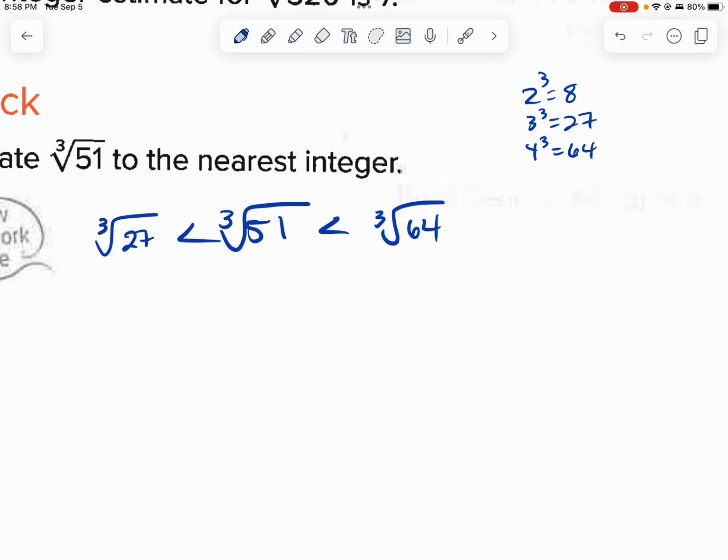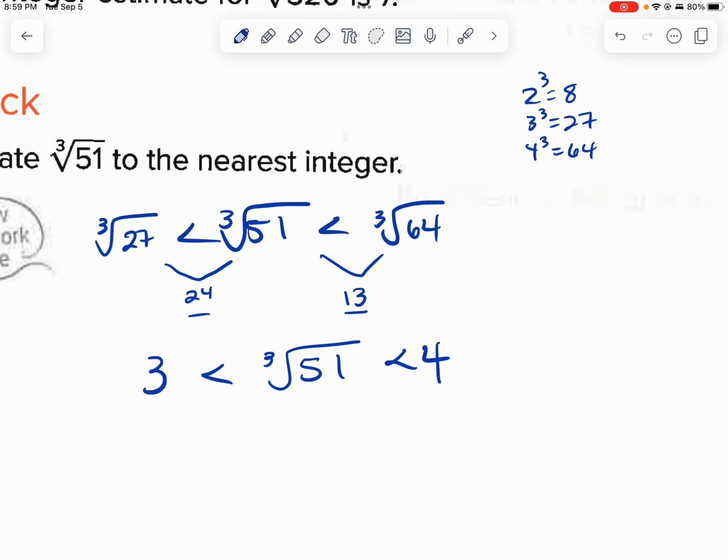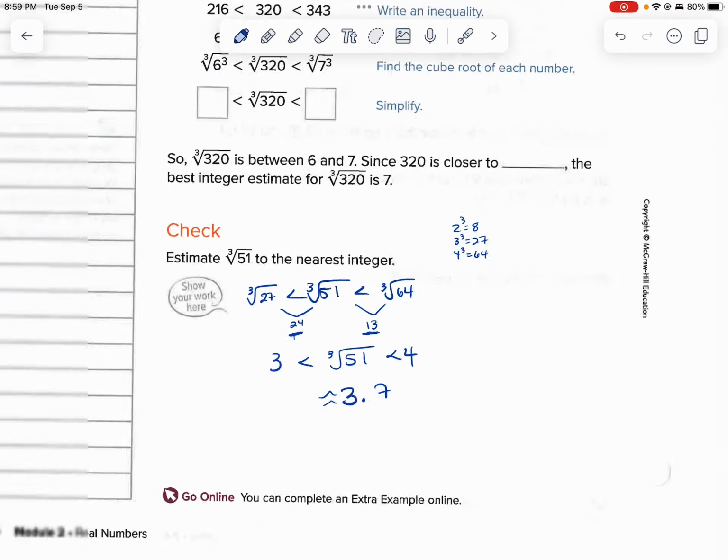So then you want to make sure that you know the distance between those. So it's important for you to find the distance. This distance would be 24. This distance would be 13. Okay, so it's going to be closer to the cubed root of 64. So this is in between 3 and 4, but it's closer to the 4, but not like super close, and it's not halfway in between, because if it was halfway in between, these two numbers would be closer together, or they'd be almost the same number. So I'm going to say 3.7 approximately. It would be interesting to find out what the actual answer is.